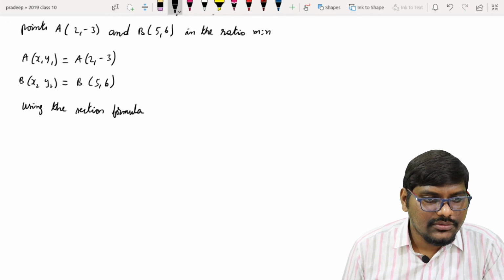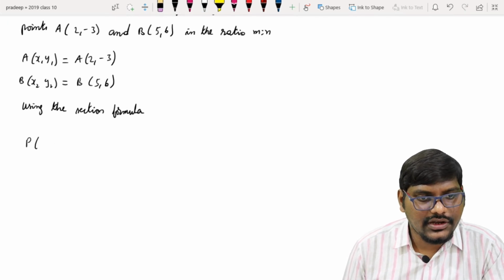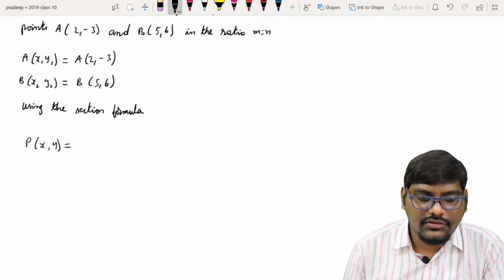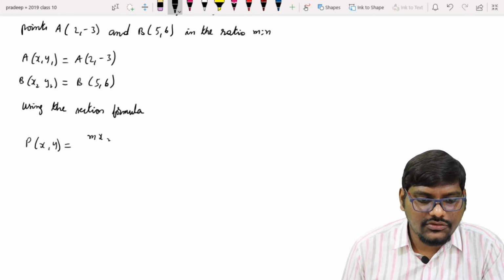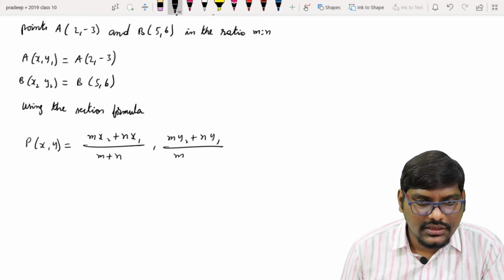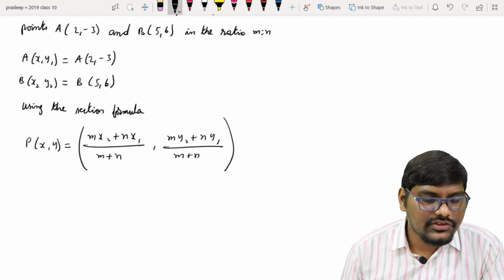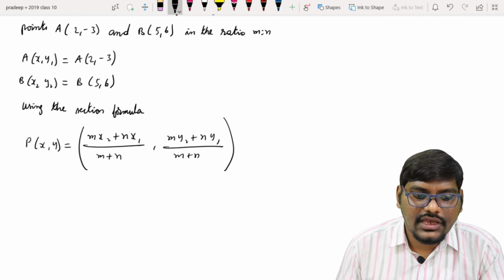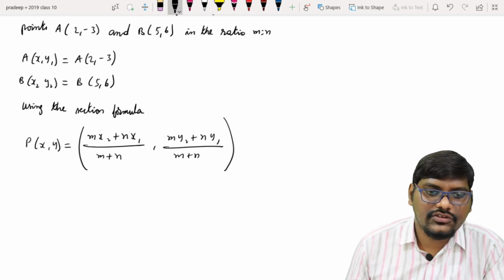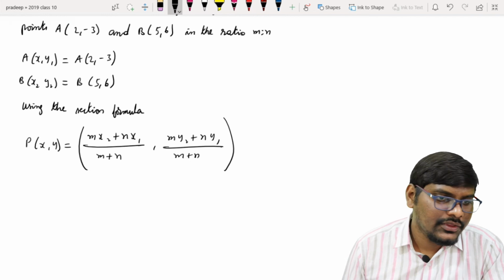So the formula is P(x, y) equals (mx2 plus nx1) by (m plus n), and the next is (my2 plus ny1) by (m plus n). So this represents the x coordinate, and this represents the y coordinate. We'll just substitute whatever we have here. We also have the ratio m is to n to substitute, but we don't know what m and n are, so we'll find that out. So let's see this.